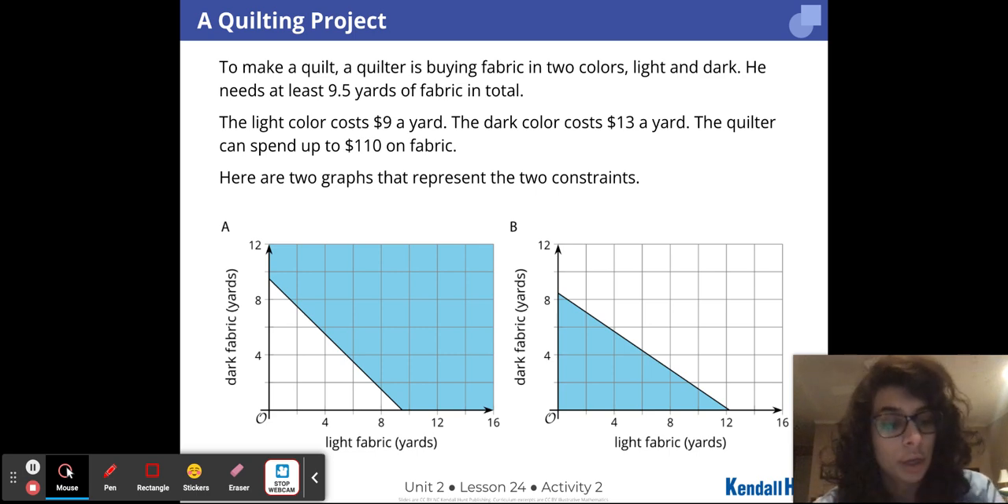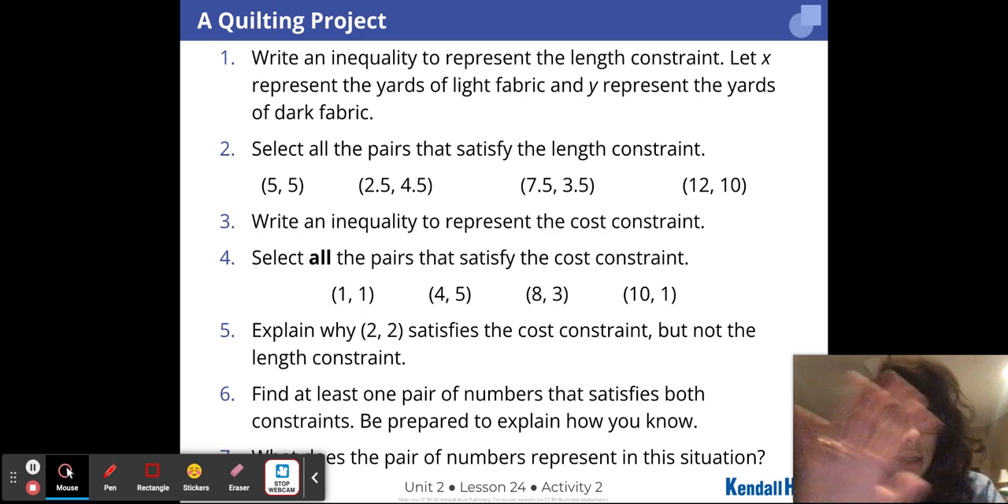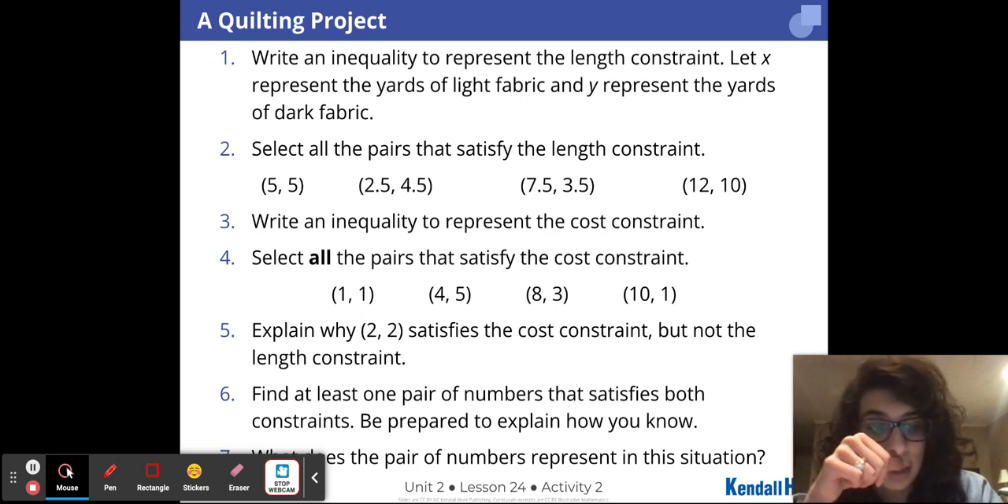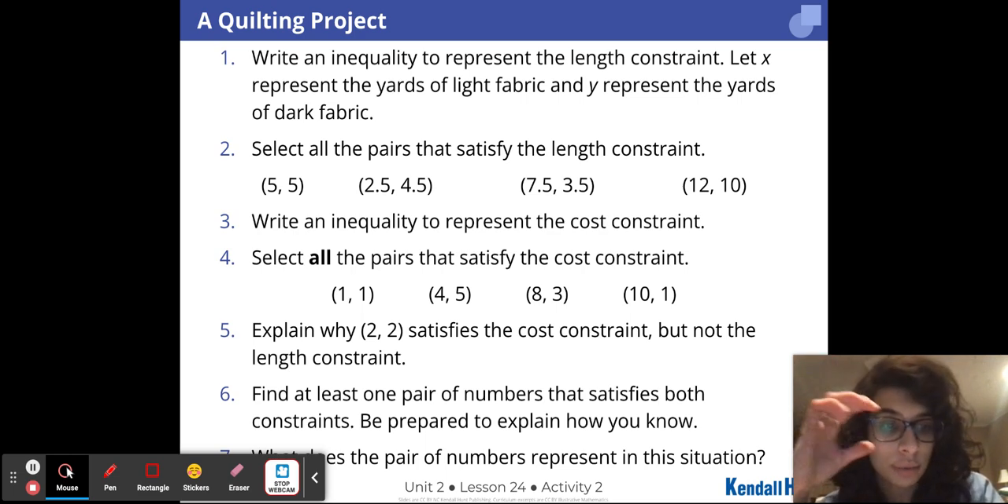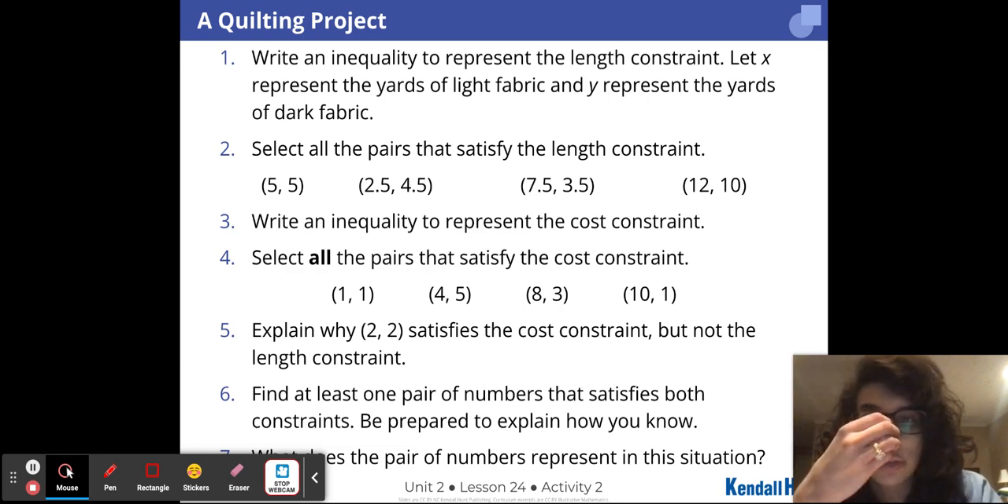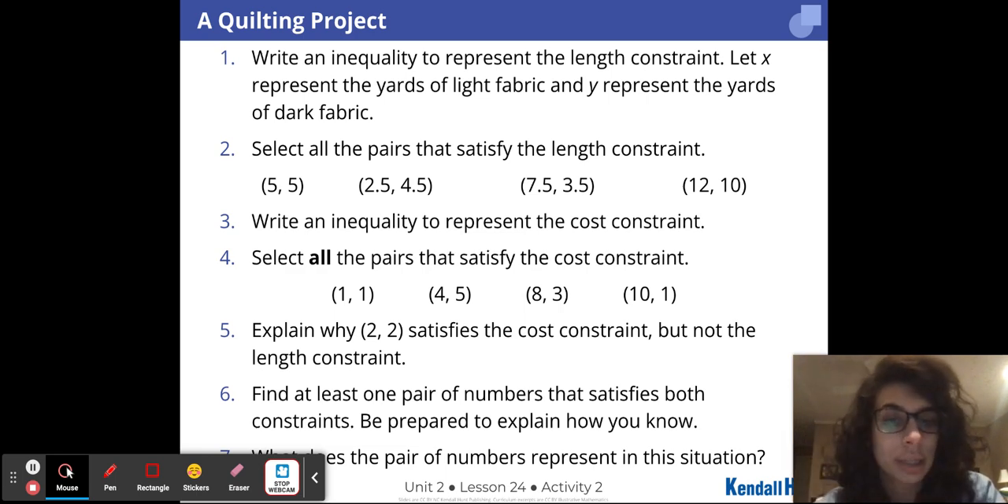I went through this part a little bit fast because everything on this slide connects to lesson 23. So if you need to go back to lesson 23 to figure out how to rewrite those inequalities, go back to that lesson. 6 and 7 are what the new portions are.